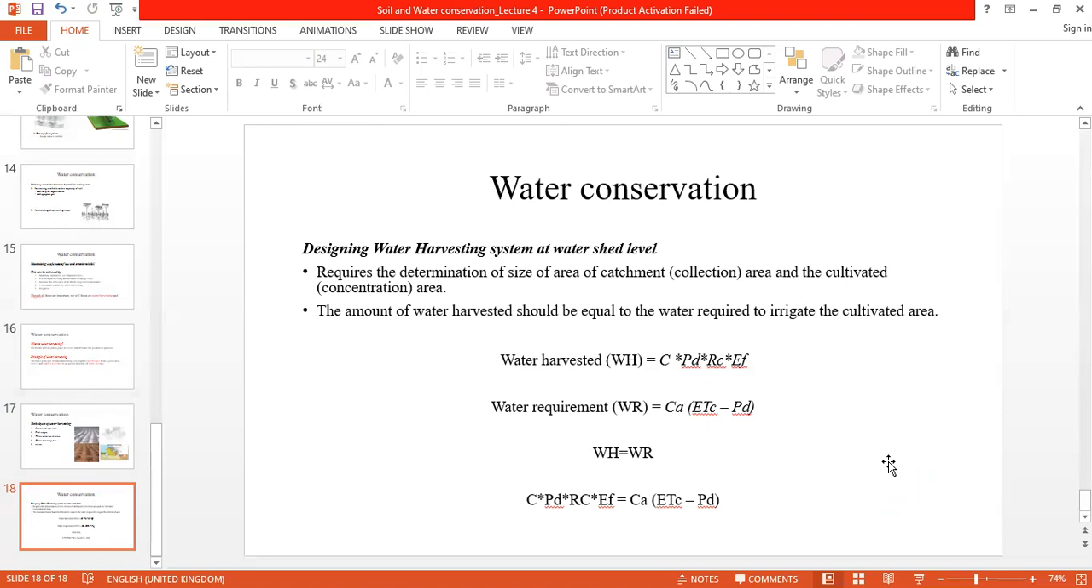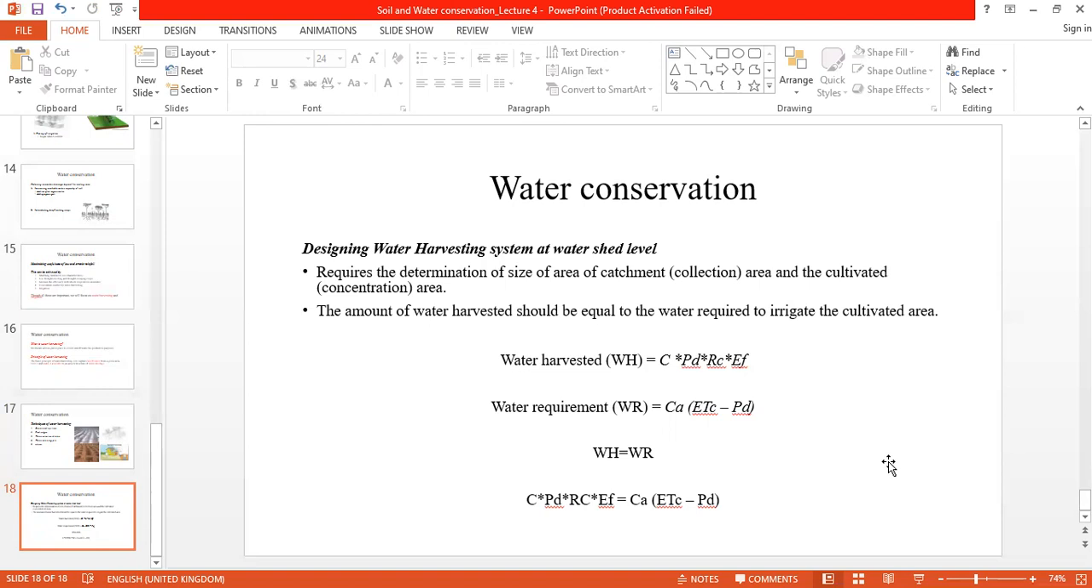Okay, so if my plants require 20 liters of water, I want to harvest that 20 liters of water and then supply it to the plants. There can be a situation where you are in an area with an amount of rainfall that is not sufficient for the plants. Rainfall is there, but it's not sufficient.